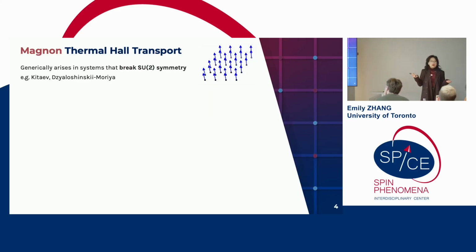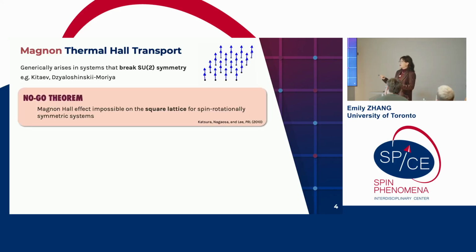So we consider something that we all have talked about at this conference, which is magnon thermal Hall transport. You can get magnon thermal Hall generically in systems that break SU(2) symmetry. For example, if you have a Kaplan-Shekhtman-Entin-Wohlman-Aharony interaction or a DM interaction, then it typically can give rise to a thermal Hall effect. However, we've also heard about this no-go theorem, such that on a square lattice, if you don't break any of these SU(2) symmetries, the magnon Hall effect is impossible for spin rotationally symmetric systems.